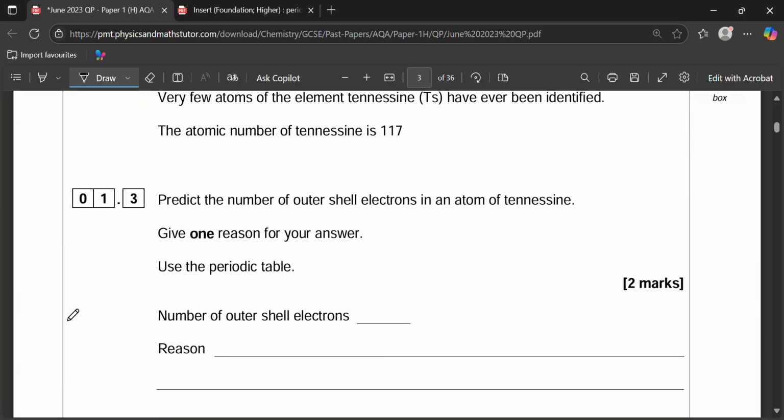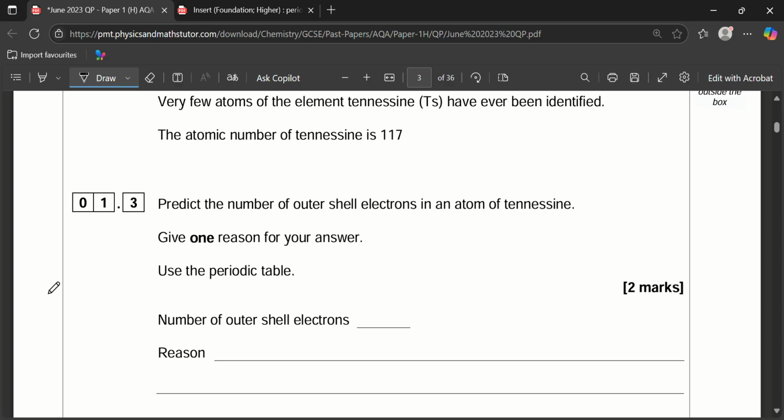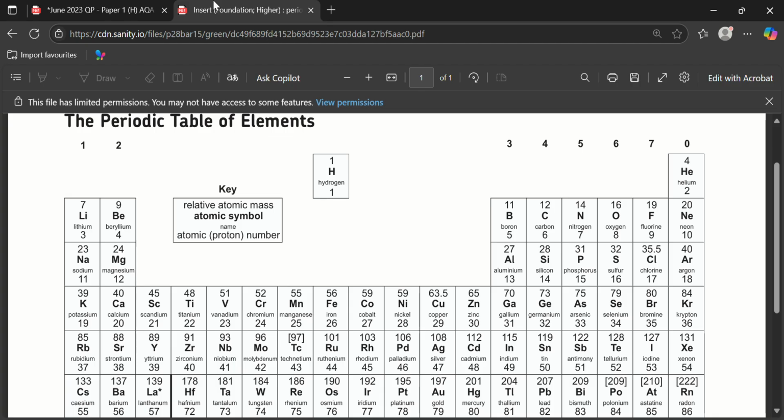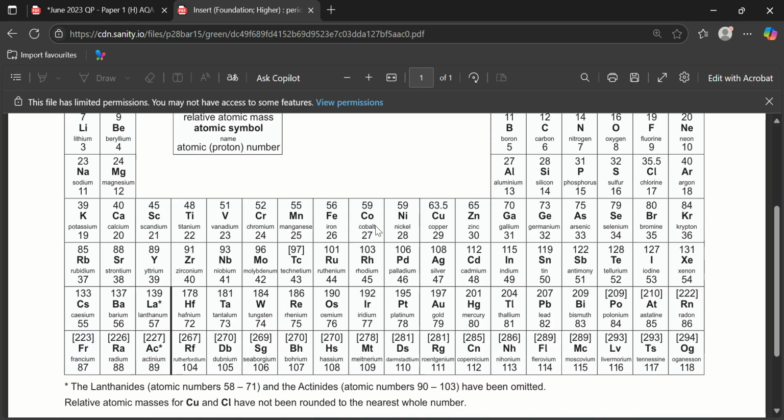Next question, 1.3. So we have the element tennessine, and its atomic number is 117. We have to predict the number of outer shell electrons in an atom of tennessine. Give 1 reason for your answer. Use the periodic table, so you have to use the insert. Looking at the insert, we can see that 117 is over here in the bottom right.